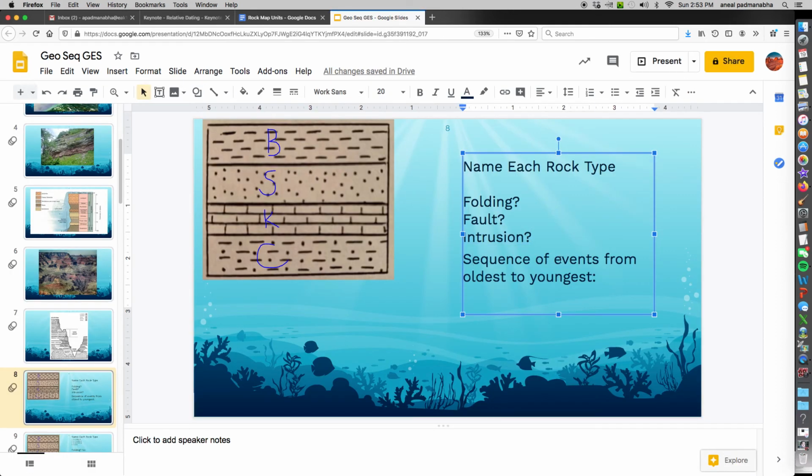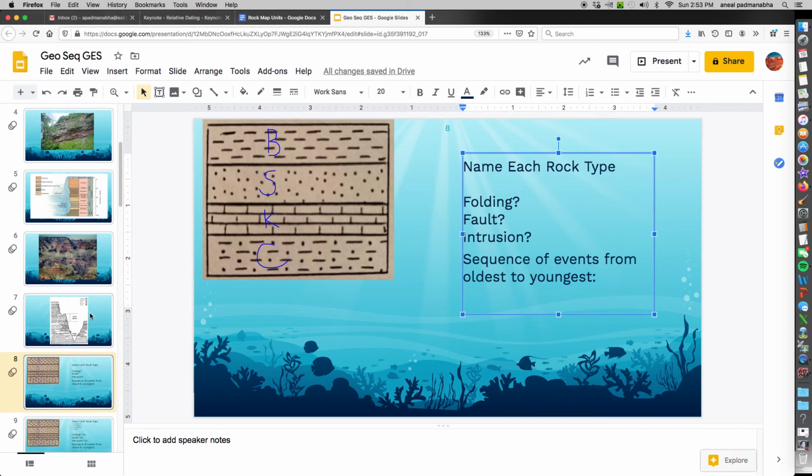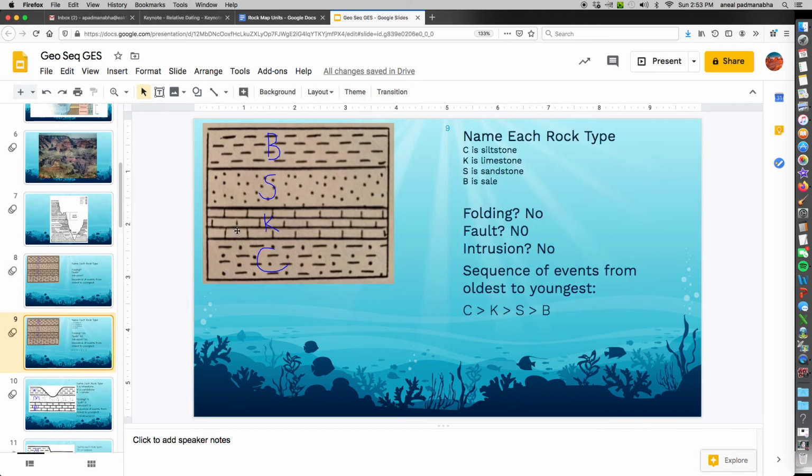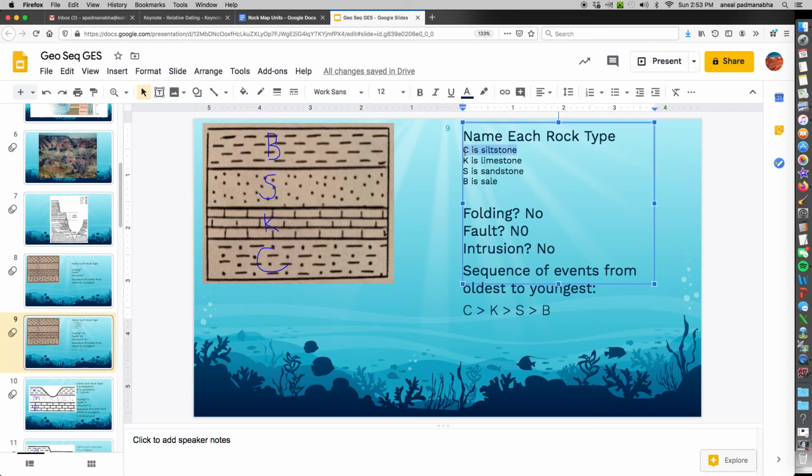And then I want you to list the sequence of events from oldest to youngest. So I've done the first couple for you, so I'm going to go to the next slide. The next slide has it filled in. This is what you have to do. You would have to actually type into this PowerPoint, C is siltstone, K is limestone, S is sandstone, and B is shale. Is there any folding? Nope. Is there any faulting? No. Any intrusions? No. So what is the sequence of events from oldest to youngest?